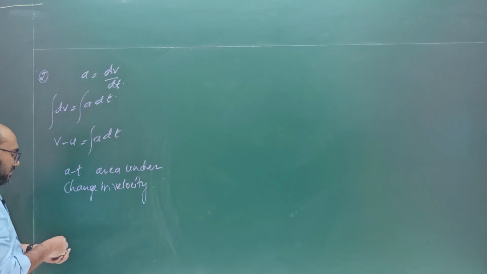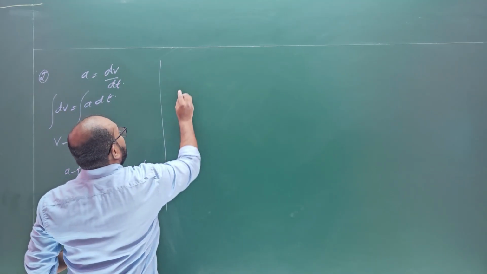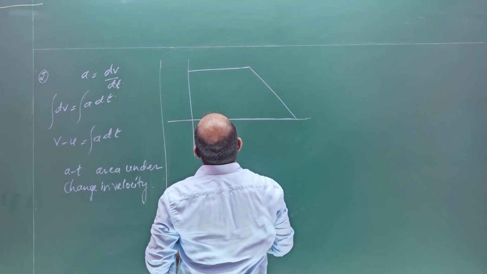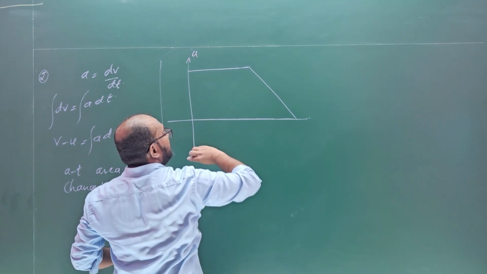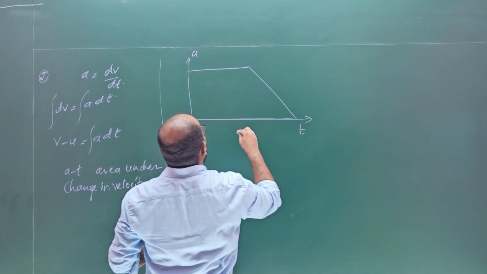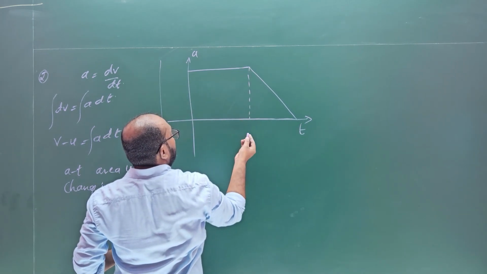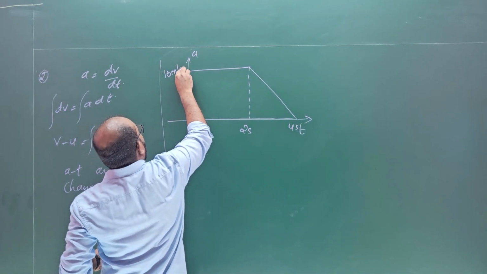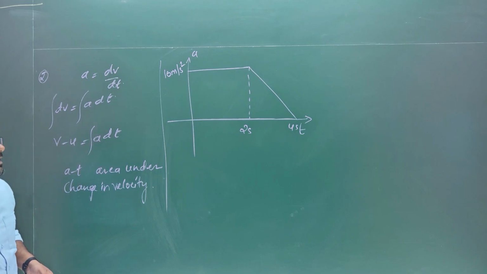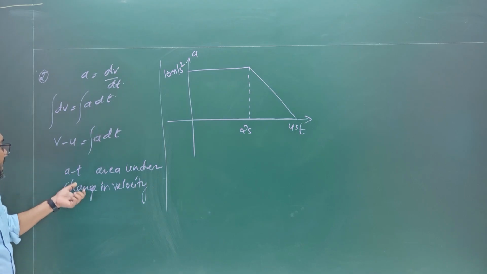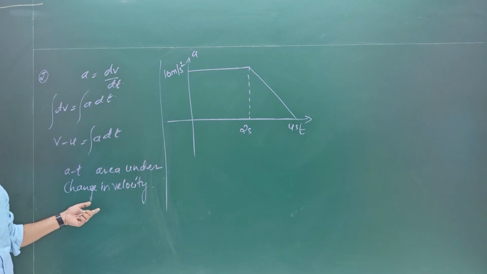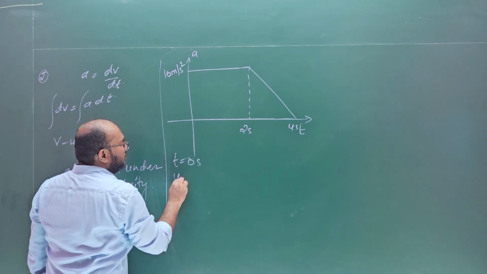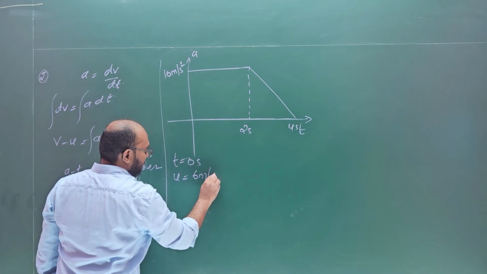Okay, now let us try to understand this by example. Now the example is like this. Consider it is going over here. This one is your acceleration, this one is your time, and let's say this value is 2 seconds, this is 4 seconds. Let the acceleration be 10 meter per square second. Okay, now listen to me. What I said, area under the AT graph will provide you change in the velocity, and given that at t equals 0 second, u is 6 meter per second.